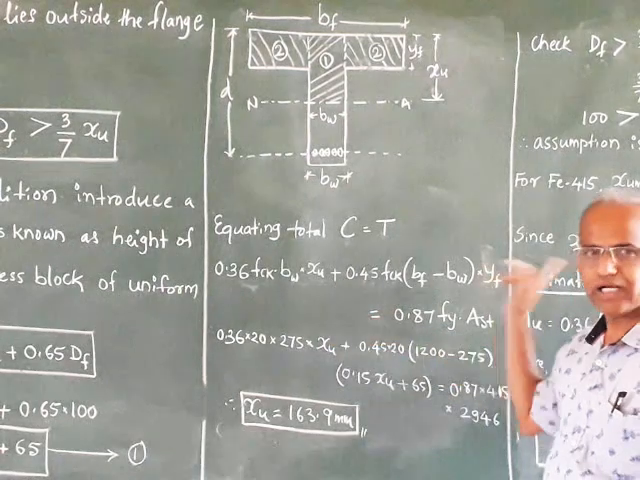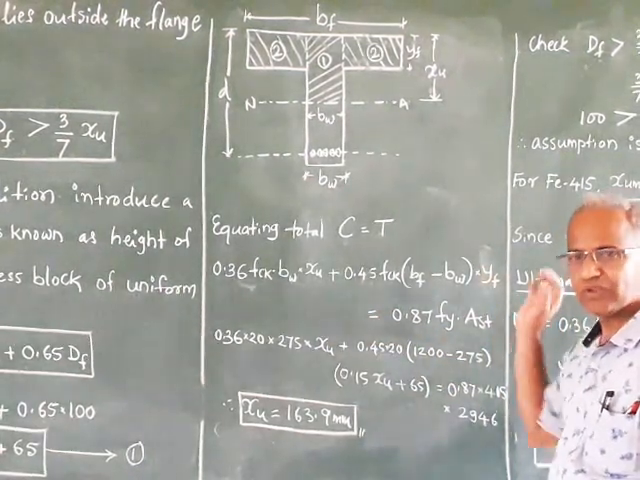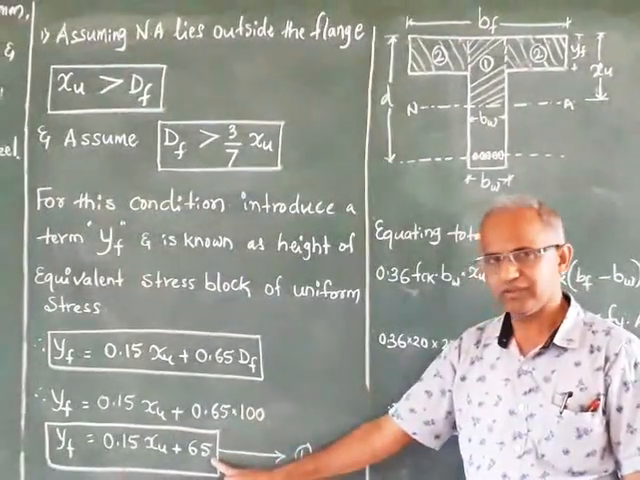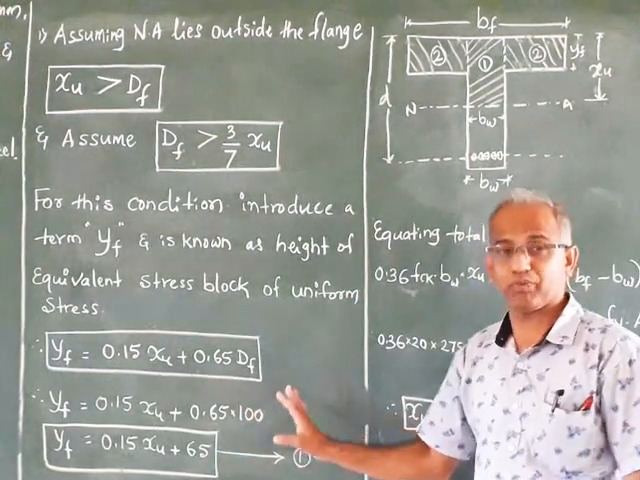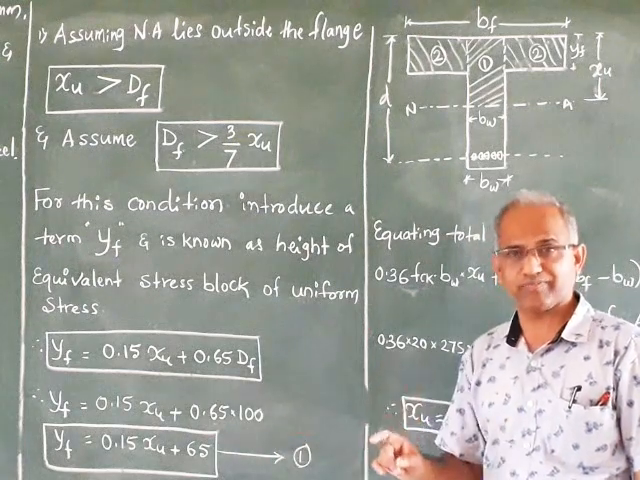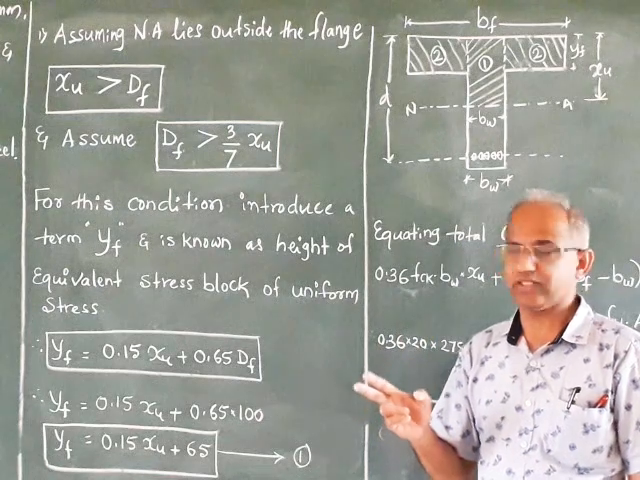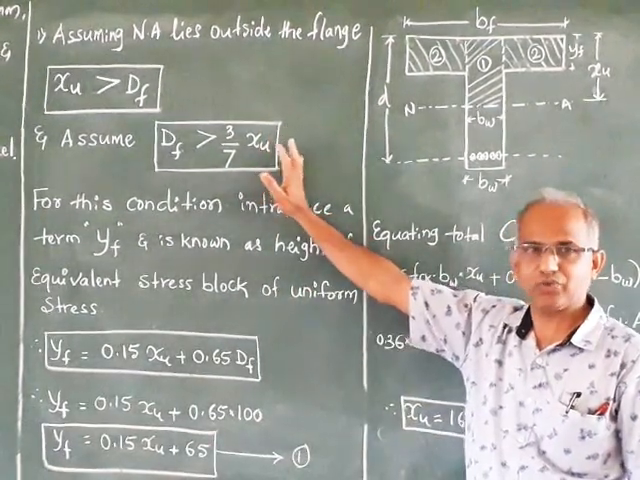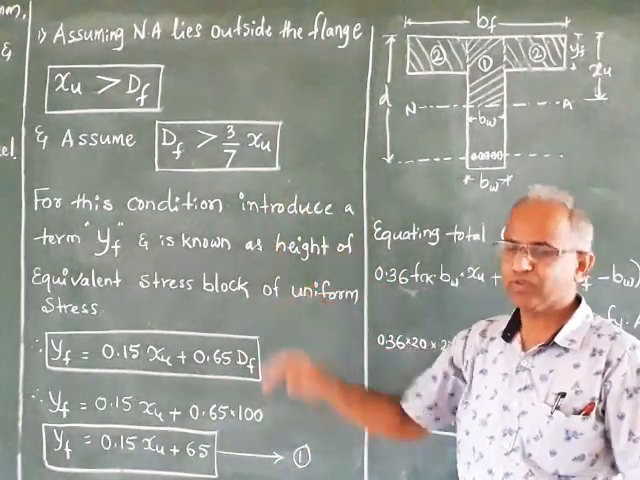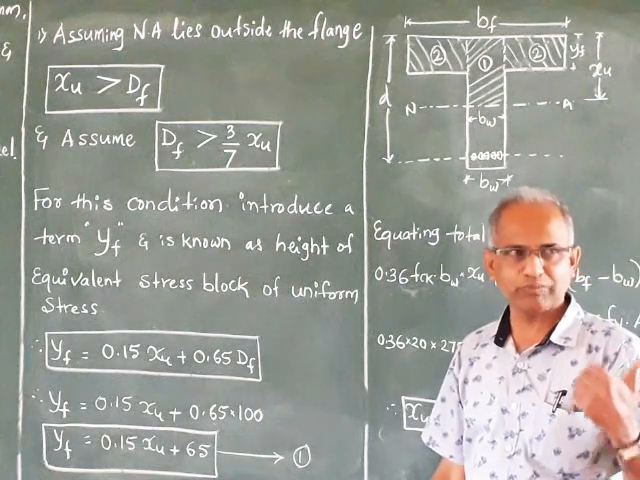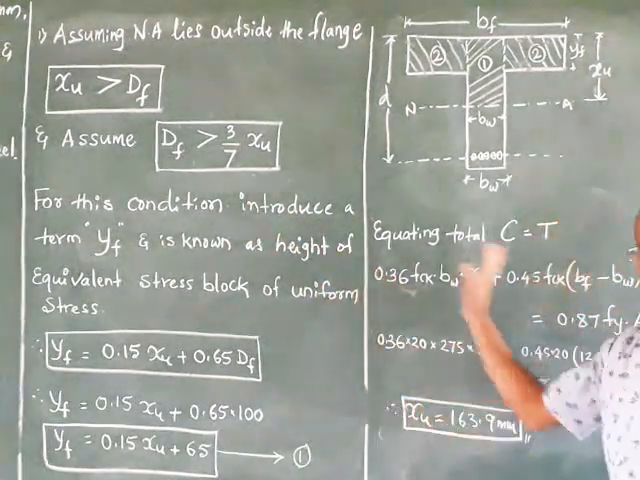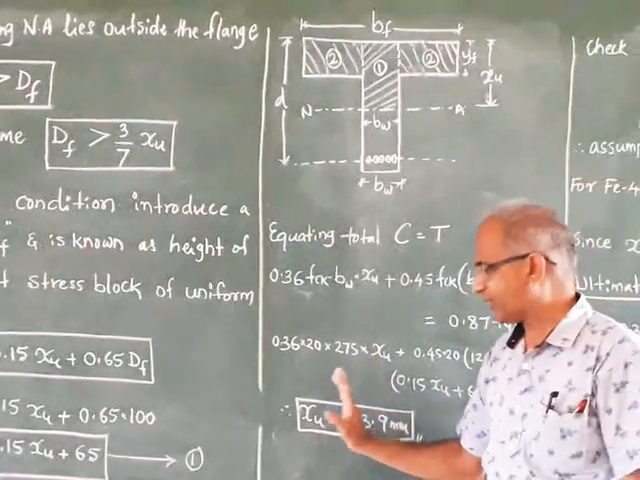In this, and also while calculating the ultimate moment, wherever Df is there, you can put yf, and yf is calculated using this equation. So this is also an important problem, so you may get it in the examination. When the neutral axis is outside the flange, there are two conditions: Df less than 3 by 7 xu or Df greater than 3 by 7 xu. If it is less than 3 by 7 xu, we solved that problem in yesterday's class, so please refer to that problem. If Df is greater than 3 by 7 xu, this is the procedure to be followed. Hope you understood this problem.